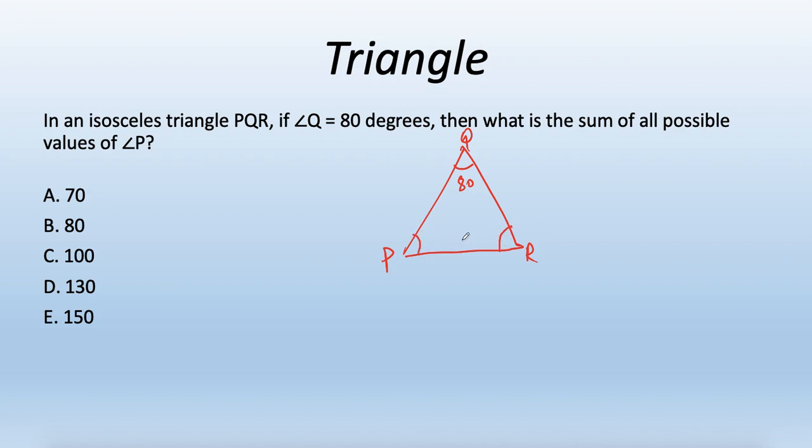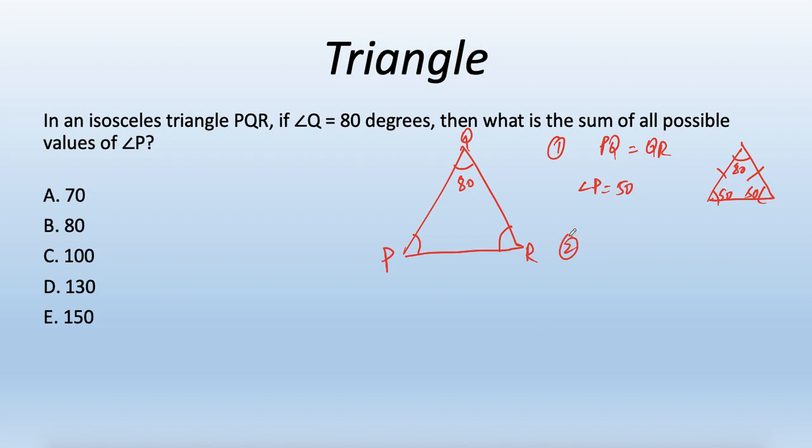So this is an isosceles triangle, so we have choices, so we need to see various cases in this. So let's see the first case. Consider PQ is equal to QR. That means these two sides are equal. So if this is 80, the sum of angles in a triangle is equal to 180. So the rest is 100. So that means 50 on this side and 50 on this side. So based on that, the angle P is equal to 50.